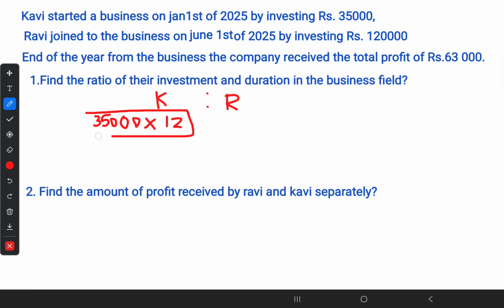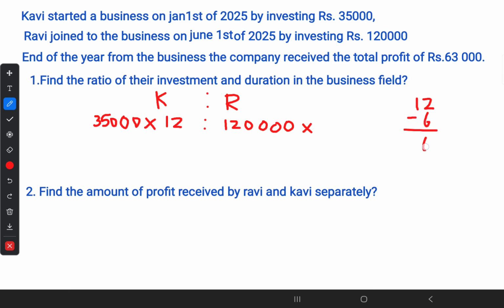So her investment is multiplied with the duration. Likewise, we have to write for Ravi as well. Ravi invested 120,000 rupees, not 12,000, it is 120,000. He joined the business on June 1st. Most of the students think there are totally 12 months, June means the 6th month, so 12 minus 6 is 6, and they write it as 6. But it is incorrect. You have to count that manually.